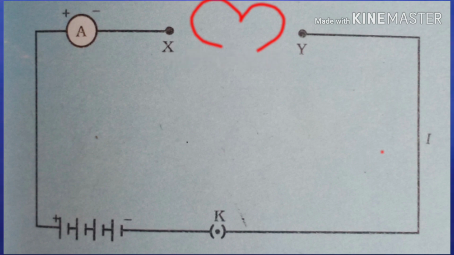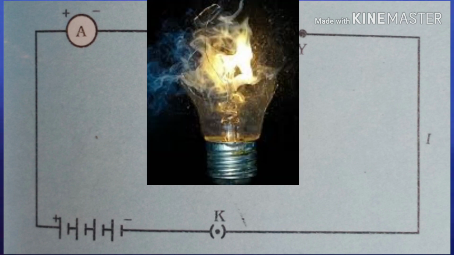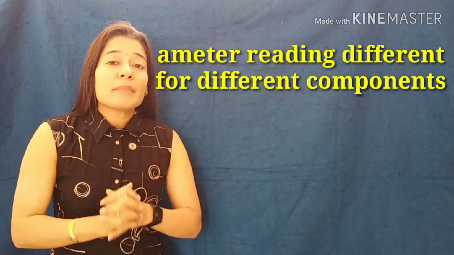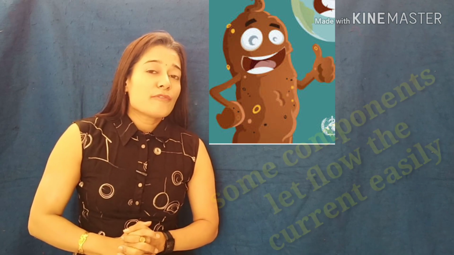Now after replacing the 10-watt bulb with a torch bulb, we will again switch on the key. We will see that the bulb glows the brightest. Most probably, it may burst because a high voltage current passes through it, which it may not bear. You can see by yourself that the ammeter reading is different for different components. Why does it happen? Why is a different amount of current flowing through the circuit from the similar electric source? Certain components let the current flow easily, while some others resist the flow.